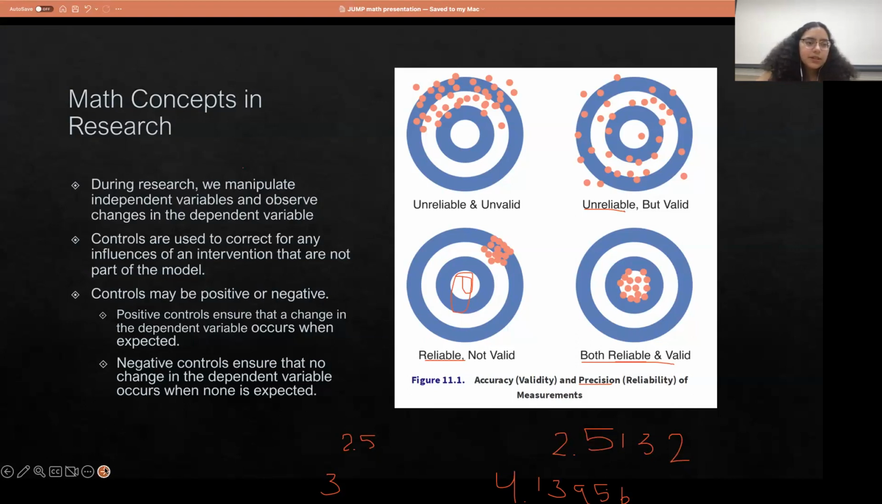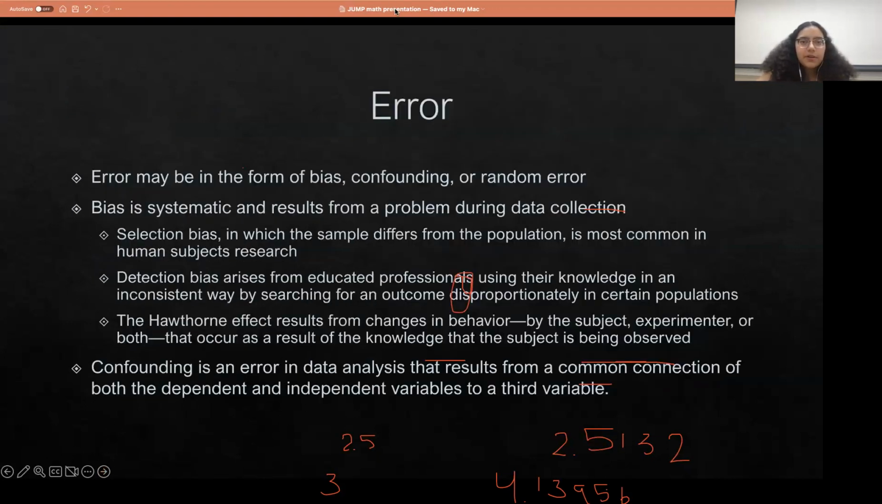So that's that. Error in studies, there are many ways to have errors. Some that they say are bias, confounding, or random. Random kind of goes without defining, it could come up with anything. Bias is more systematic though. And so that's if there's a problem when you're collecting your data.